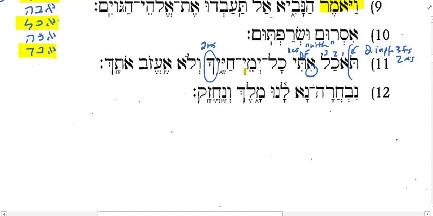Kol yamei chayecha. Remember how we just saw a 3-part construct chain with kol? Do we have another one here? Is the second word a construct form? What nationality does it look? It's Canadian, isn't it? Through and through, eh? Okay, so all the days of chayecha, your life. All the days of the life of you. Okay, so all the days of your life.